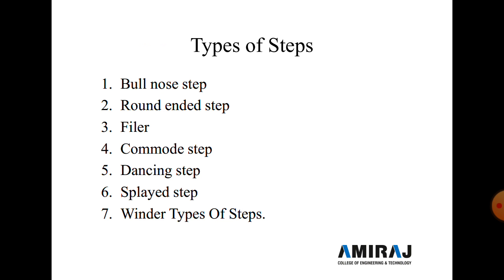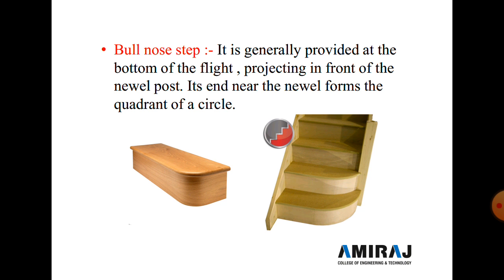Now next is the types of step. Here, a total of 7 types of step are generally used. First is a bull nose step, second is a rounded end step, third one is a filler, fourth one is a commode step, fifth one is a dancing step, sixth one is a split step, and the last one is a vendor type of step. So one by one we discuss. First is the bull nose step.